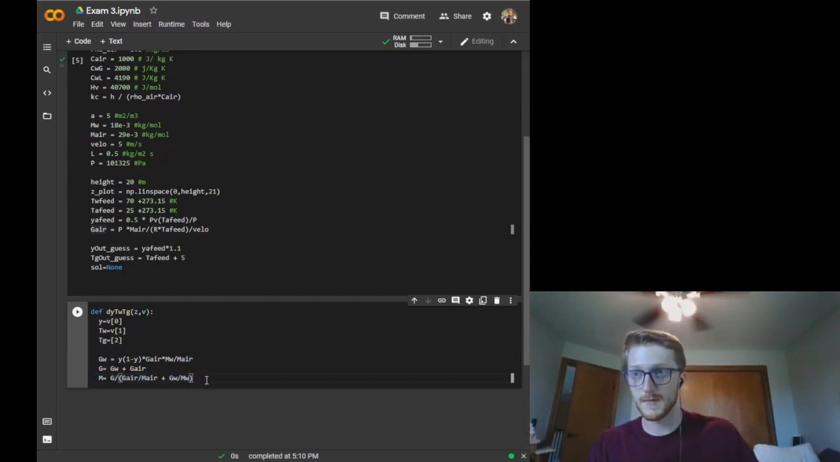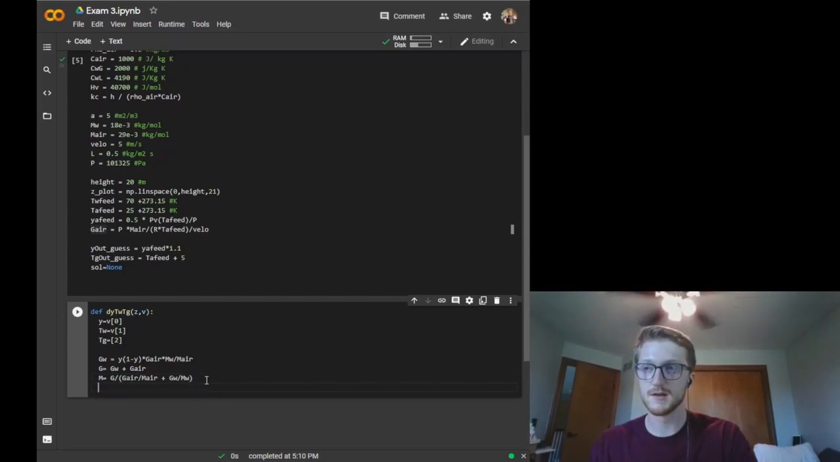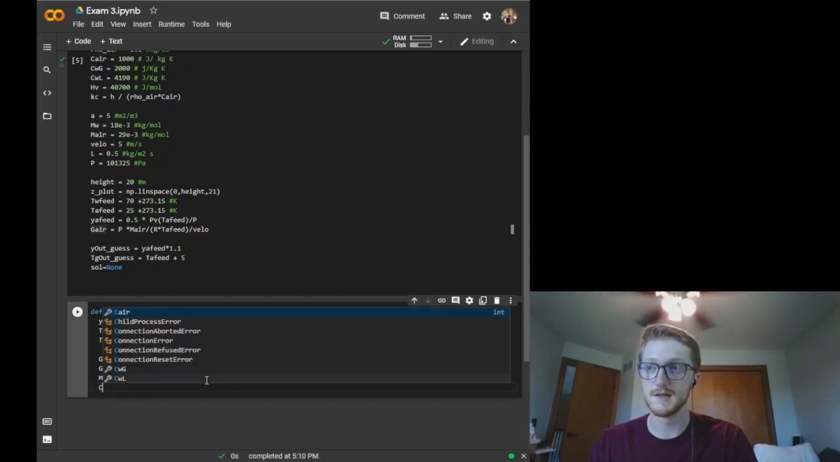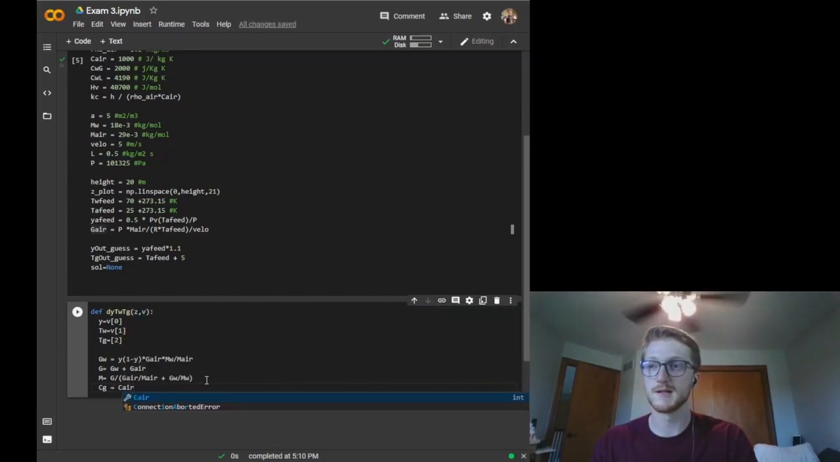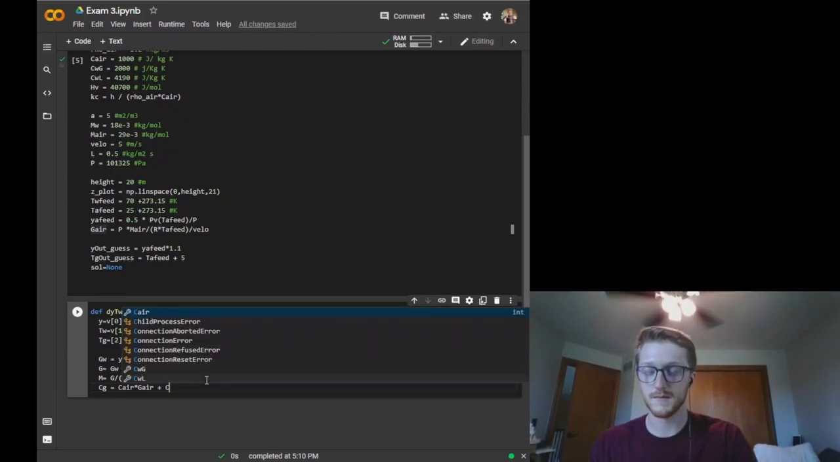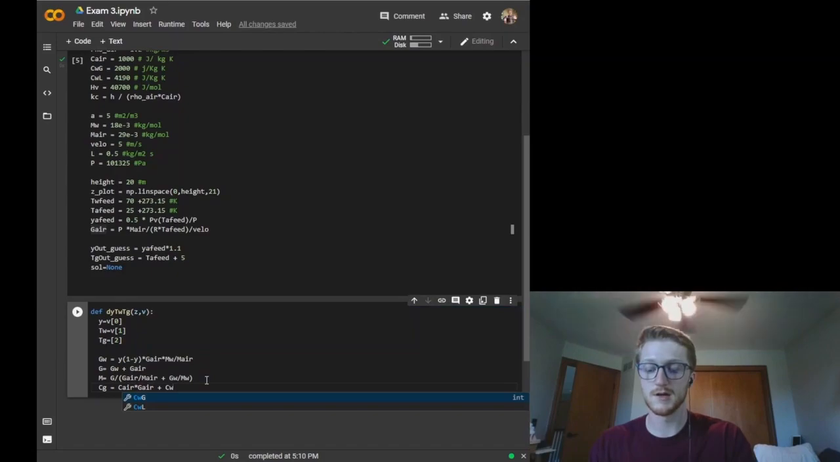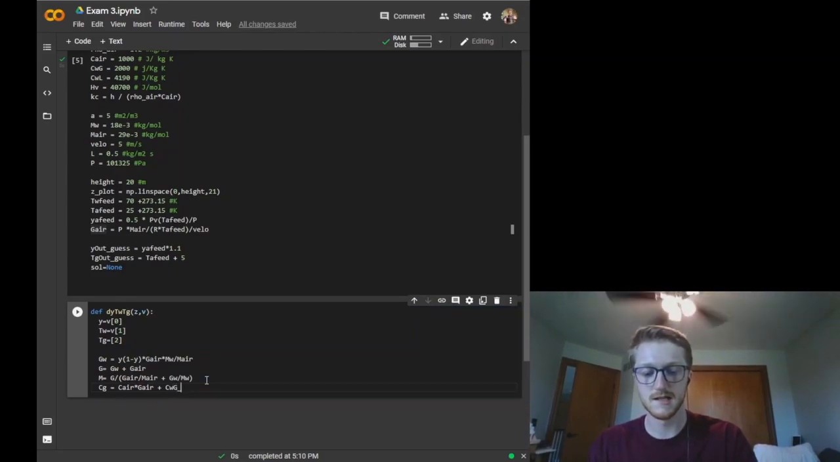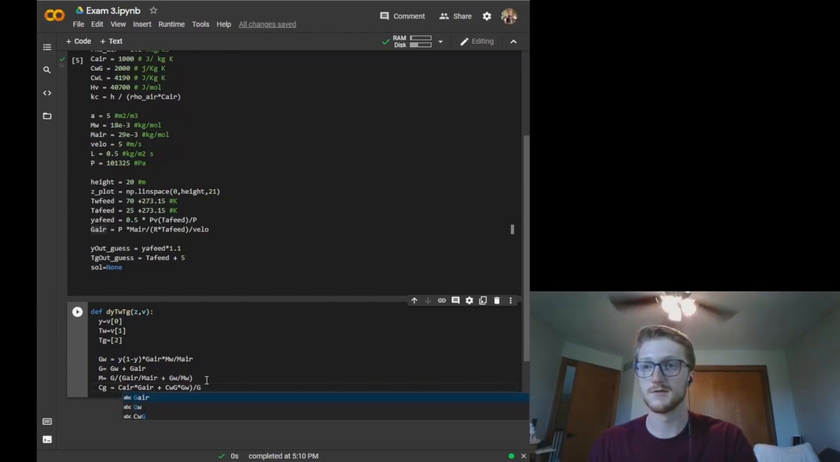And then we want to define our heat capacity of the gas total as well. And so we can say that's equal to the heat capacity of the air times the gas flow rate of the air, added to the heat capacity of the water in the gas phase times the gas flow rate of the water vapor, and then that would all be divided by the total gas flow rate.